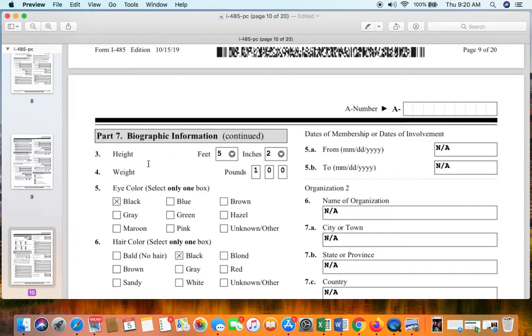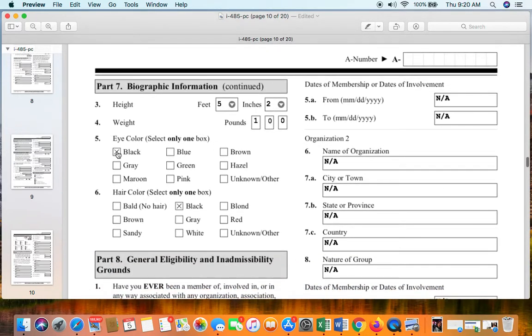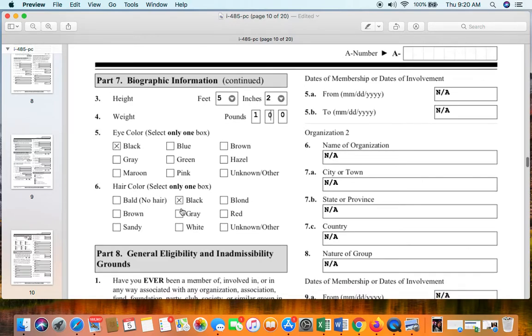Then Part 7, biographic information continued. This is the biographic information for your K2 or derivative applicant. My derivative applicant is 5 feet 2 and 100 pounds. She has black hair, and her eye color is black too.